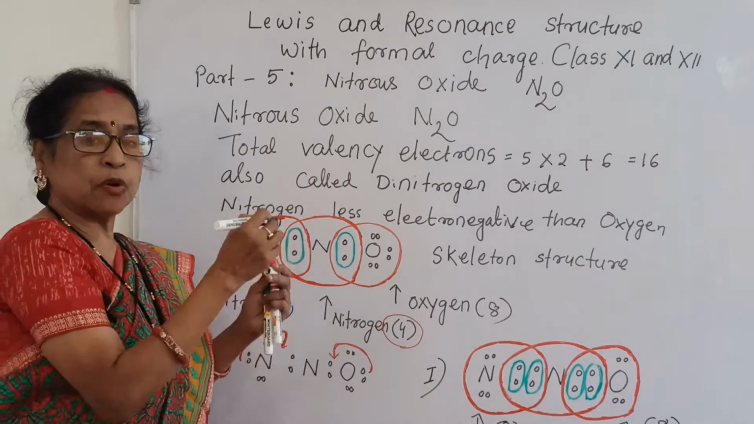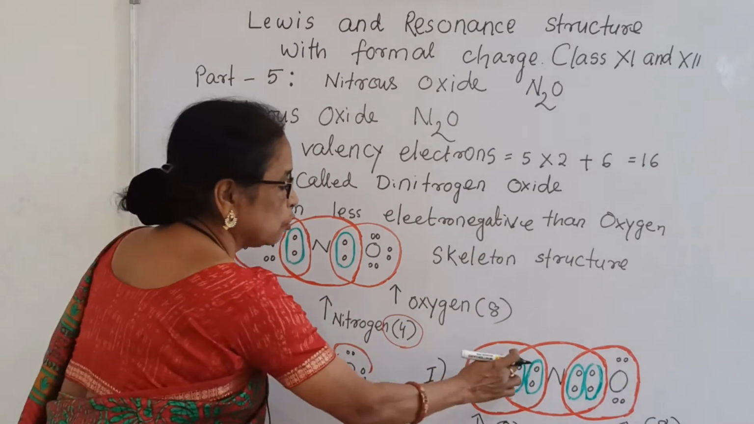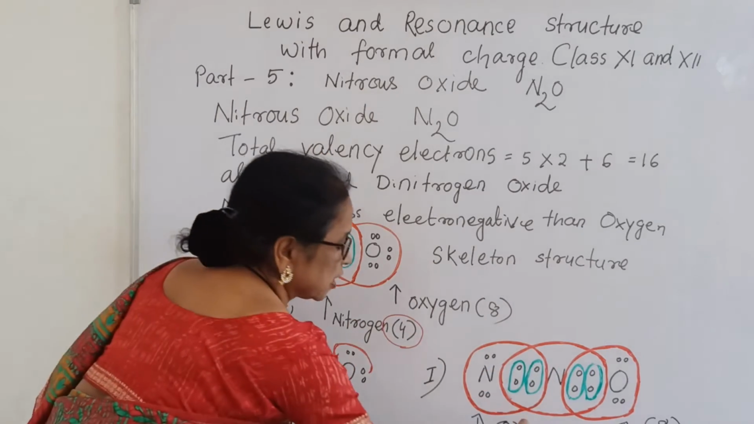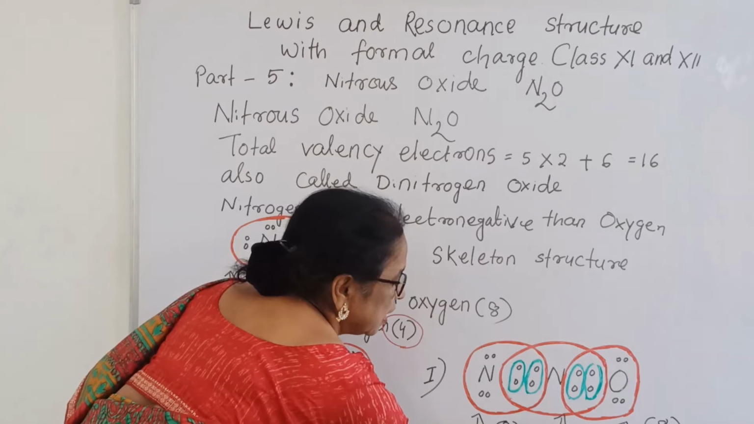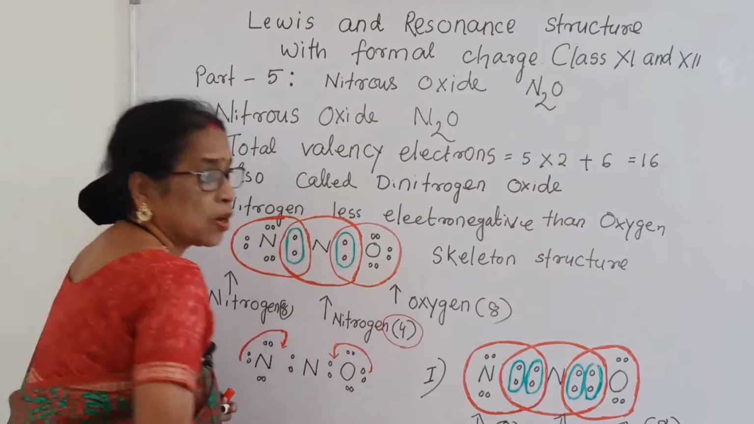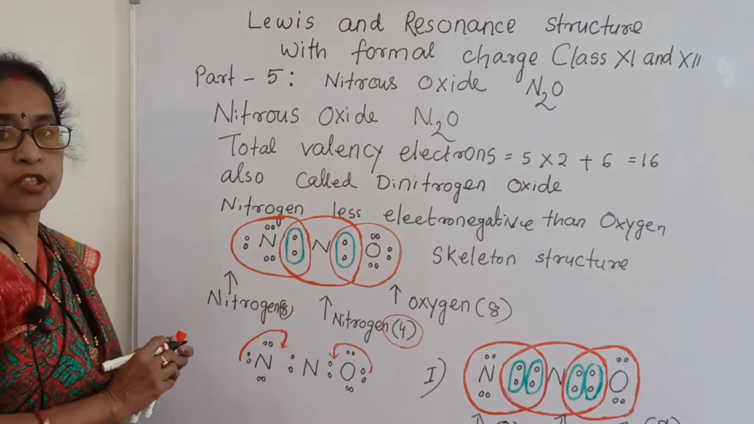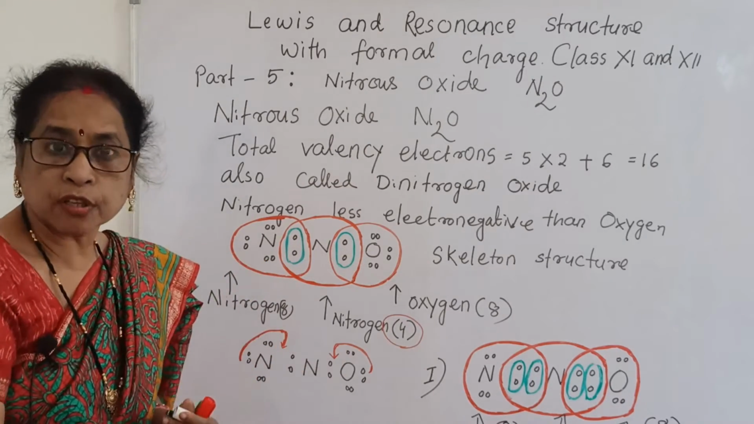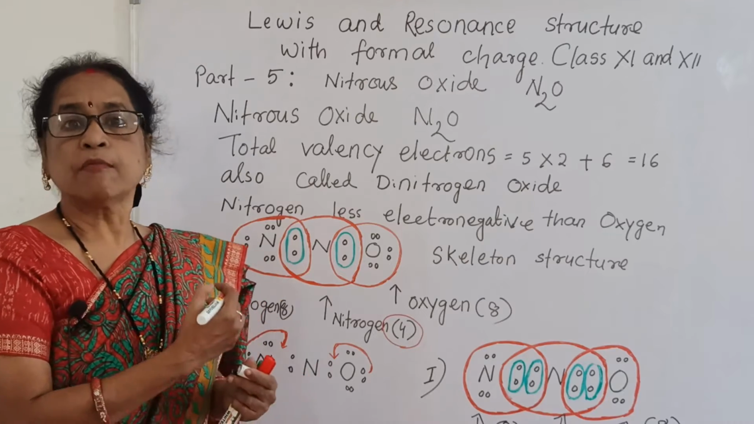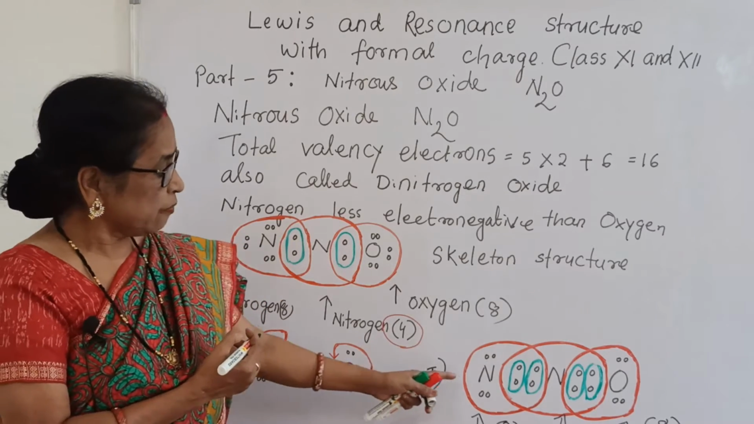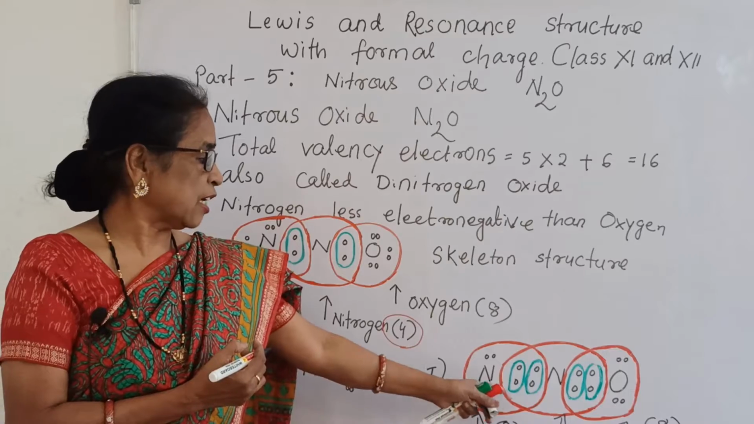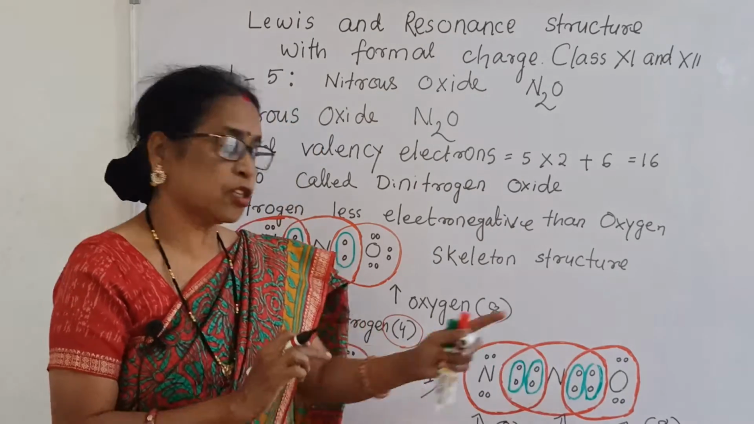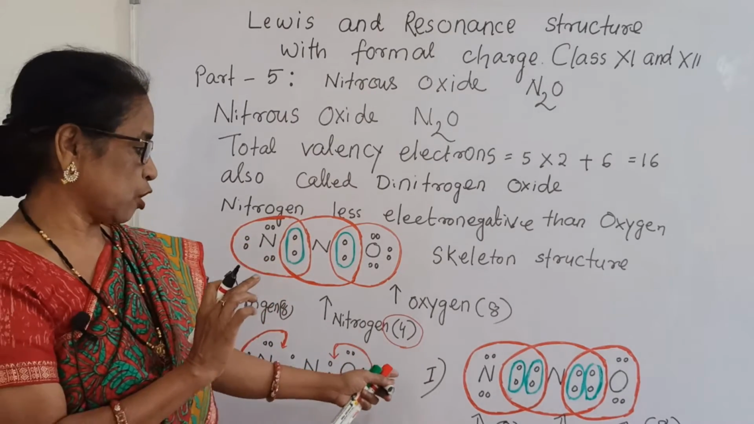But what happens to the middle nitrogen? Again check. 2 plus 2, 4, 2 plus 2, 4. That means 8 electrons here in the middle nitrogen. That means it is one of the Lewis structures, but whether it is the final structure, we will check. Here the middle nitrogen has 2 bonds, and between nitrogen and oxygen 2 bonds. That is Lewis structure 1.